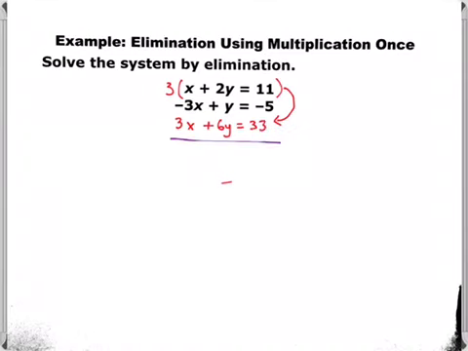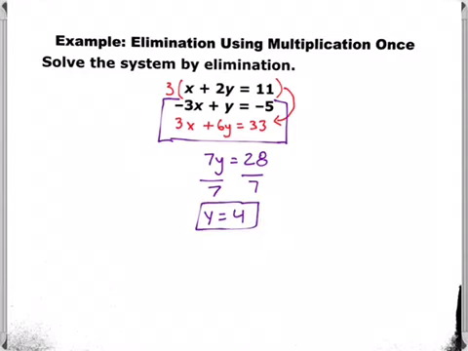Now I should be able to eliminate straight down, and I'm eliminating using these two equations, the second one and my new one. So negative 3x, positive 3x cancel out. y and 6y gives us 7y. Negative 5, positive 33 gives us 28. I'm going to divide both sides by 7, and I've got y equal to 4.